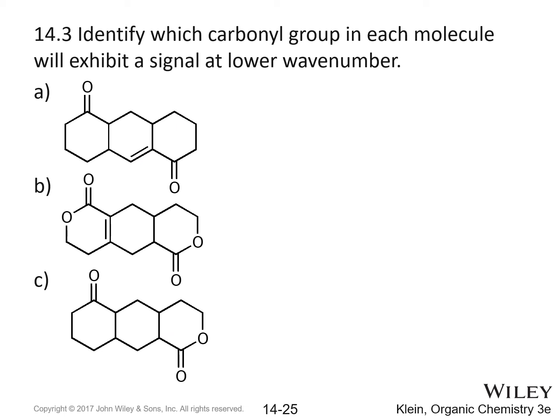In the next example, identify which carbonyl group will exhibit a signal at a lower wave number. So if you recall, we're looking for a conjugated carbonyl, alternating single and double bonds. And if you see a conjugated carbonyl, it will exhibit a signal lower than the regular carbonyl compound. So pause the video, give it a shot, and when you come back, I'll give you the answer.